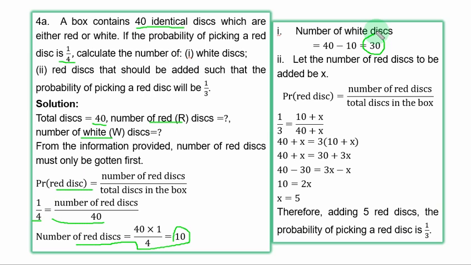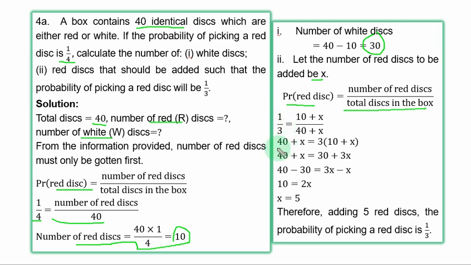Part (ii). To get a probability of 1 over 3, let the number of red discs to be added be S. So you add S to the number of red discs and you add S to the total number as well. Probability of a red disc is equal to this. So you have 1 over 3. Red discs are 10 plus S over total discs 40 plus S.